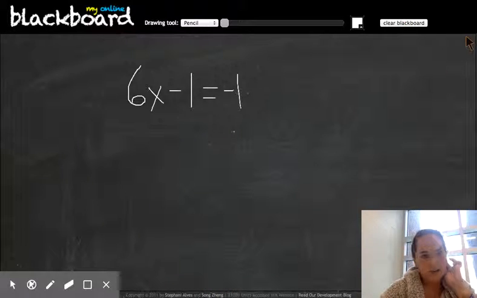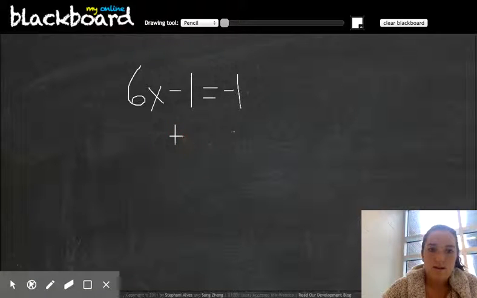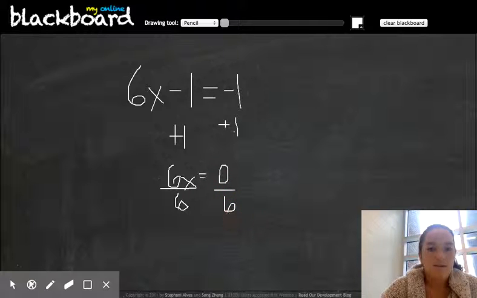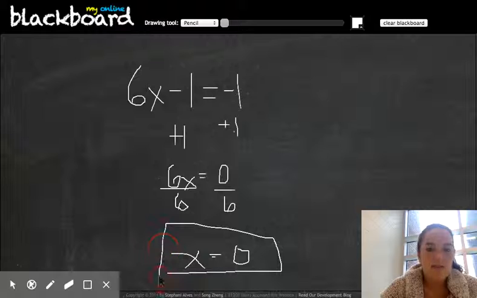Okay, so this is what I'm left with. Now I can continue solving by getting rid of my 1, because I'm trying to get x by itself. Then I'm left with 6x equals 0. Last step is I divide, and I'll end up with x equals 0. So what type of equation is this? We have a solution. X equals 0 is a solution, so the answer is 1 solution.